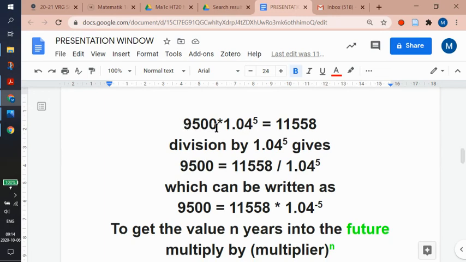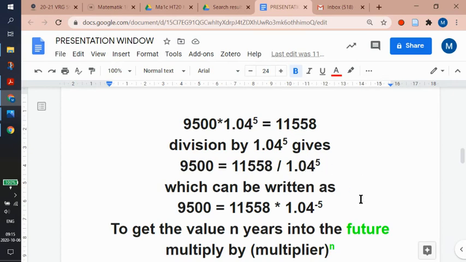If we start with 9,500, we multiply by this 1.04 to the 5, then this is saying that after growth by 4% for 5 years, we end up with this value. Okay. However, if we were to divide this equation on both sides by 1.04 to the 5, then this factor will cancel on the left. On the right, we'll have this value divided by the 1.04 to the 5 there.